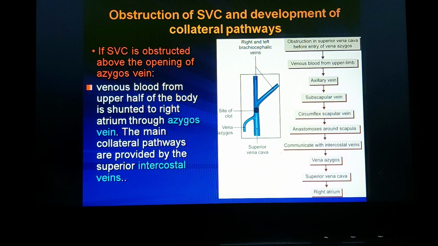Venous blood from the upper half of the body is shunted to the right atrium through the azygos vein. There is a formation of collateral pathways which are provided by the superior intercostal veins. So that is mainly the obstruction above the opening of the azygos vein.